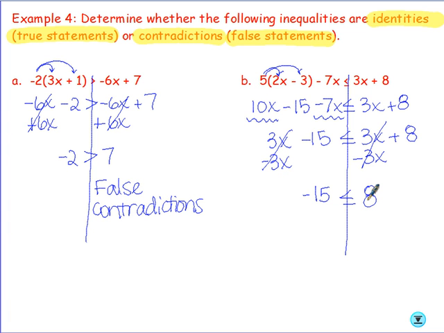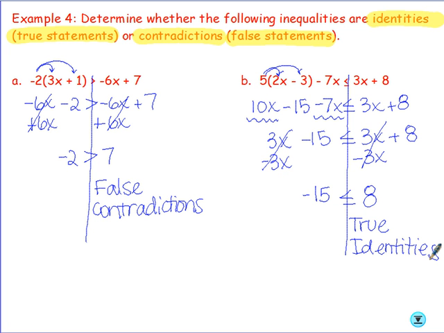And so we look at that. Is negative 15 less than or equal to 8? And the answer is definitely yes. This is a true statement. And true statements we call identities. Whoops, I spelled that wrong. They are called identities.